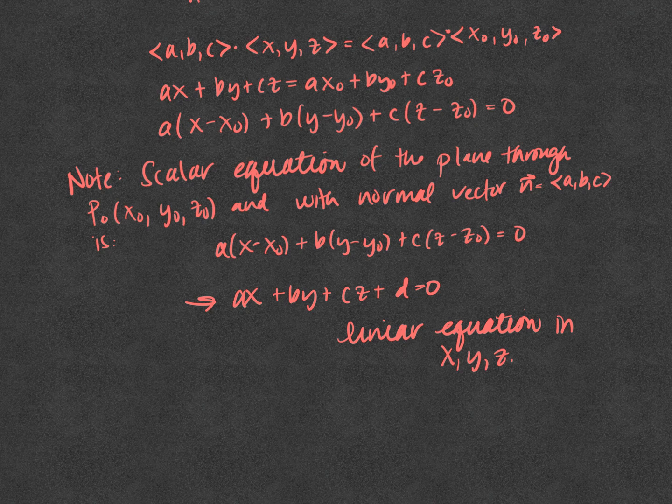Conversely, that means your if-then goes the other way. If a, b, and c are not all 0, then the linear equation represents a plane with a normal vector of ⟨a, b, c⟩. So you can see that the values here are the values in your normal vector, and that kind of makes sense. So let's look at an example of this.